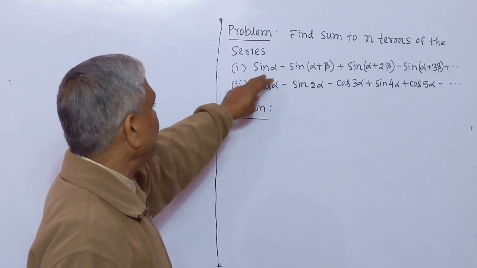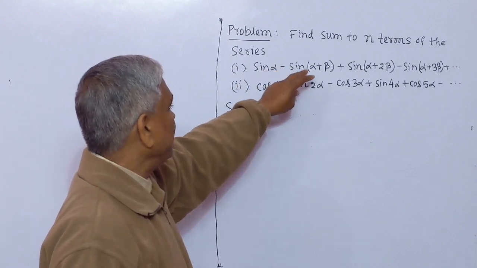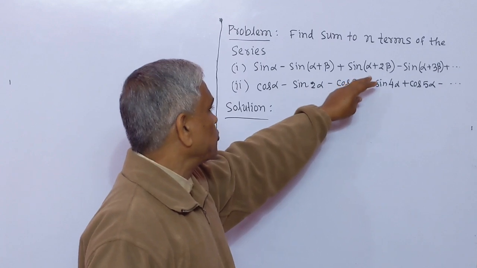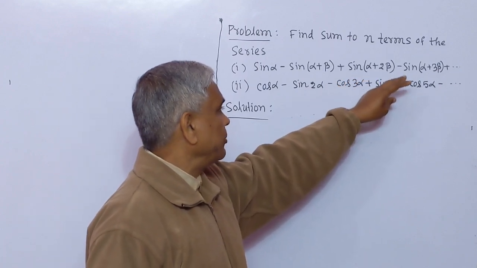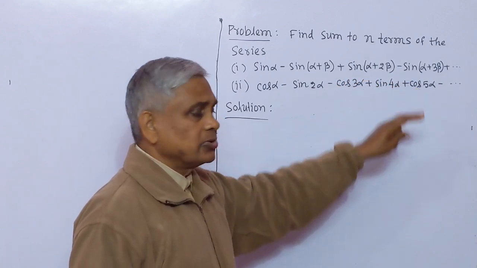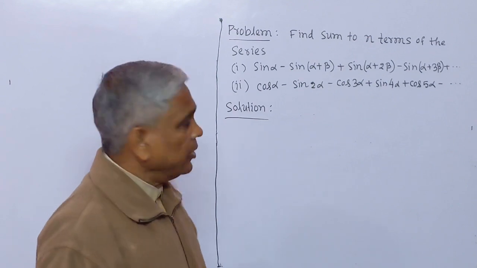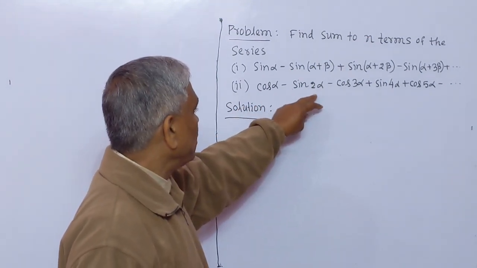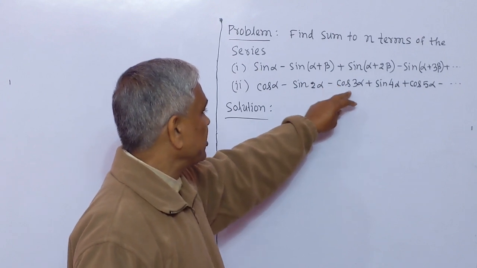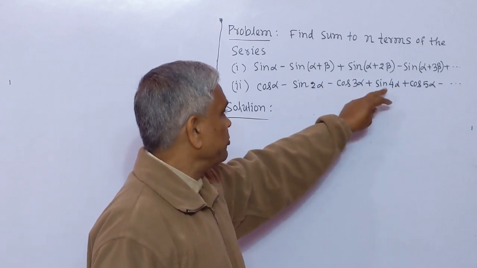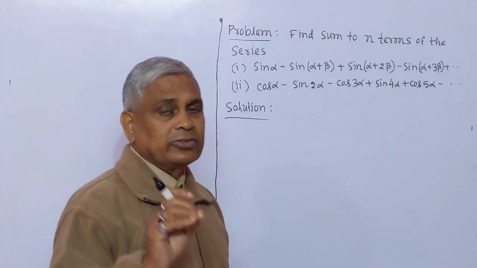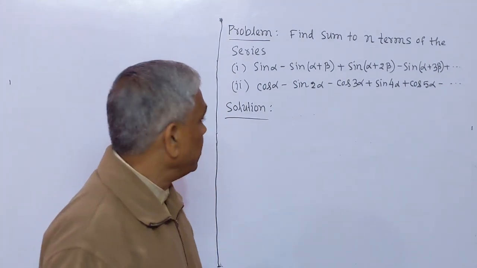Number 1, sine alpha minus sine alpha plus beta plus sine alpha plus 2 beta minus sine alpha plus 3 beta plus dot. Number 2, cos alpha minus sine 2 alpha minus cos 3 alpha plus sine 4 alpha plus cos 5 alpha minus dot.